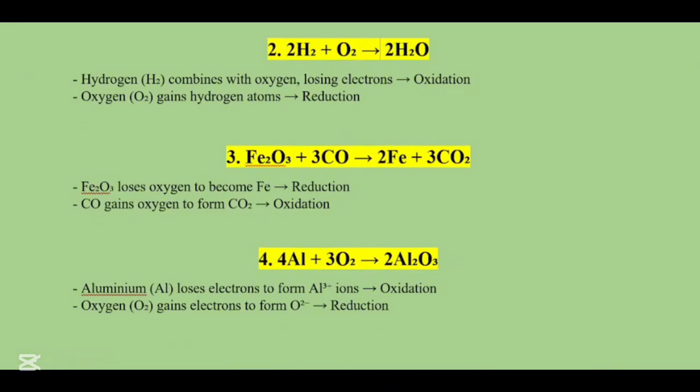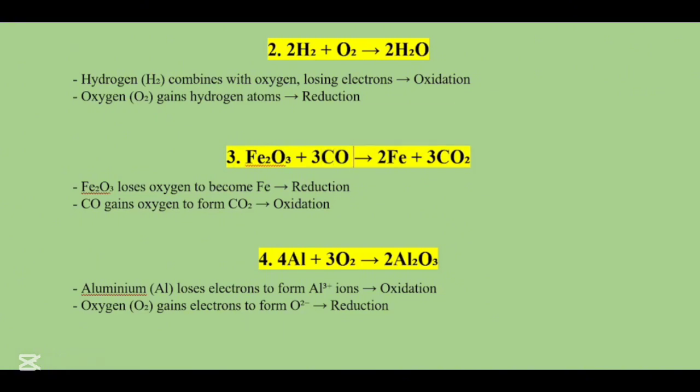Now hydrogen basically combined with oxygen. It gained atoms of oxygen, so hydrogen underwent oxidation. Then oxygen gained hydrogen atoms, so this is reduction. Now this is the same example we went through earlier. Fe2O3 has lost oxygen, so it underwent reduction.